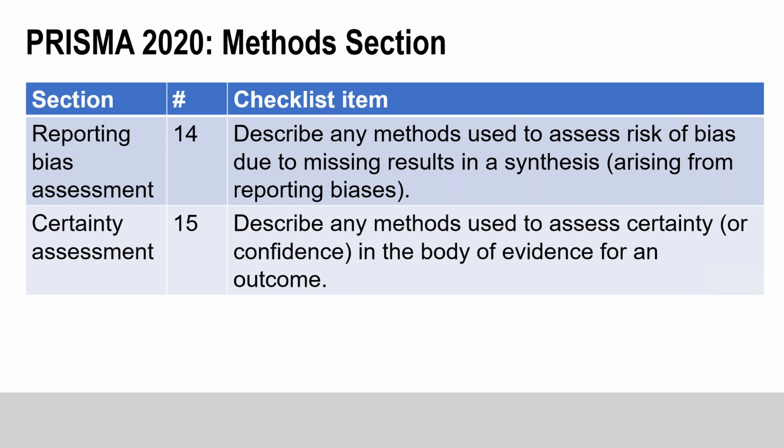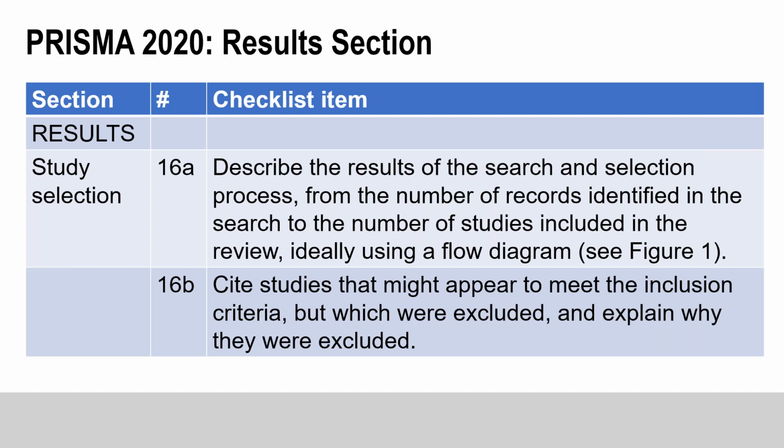And then the final item asks for a description of any methods used to assess the certainty or confidence in the body of evidence for an outcome. An example of that, a process you might use is the GRADE process for assessing certainty. So that's up to the methods. So not too long now, just the results items.